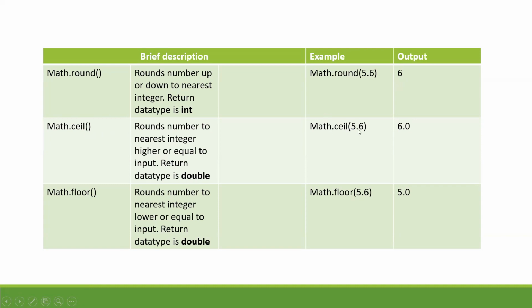So math.ceil of 5.6 will also be looking up. It will give you 6.0. Math.floor rounds the number to the nearest integer lower or equal to the input. So math.floor of 5.6, looking down, will give me 5.0. Okay, this is: round is up or down, ceil is up, floor is always down.